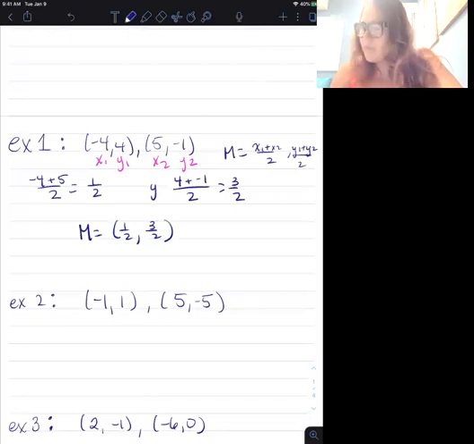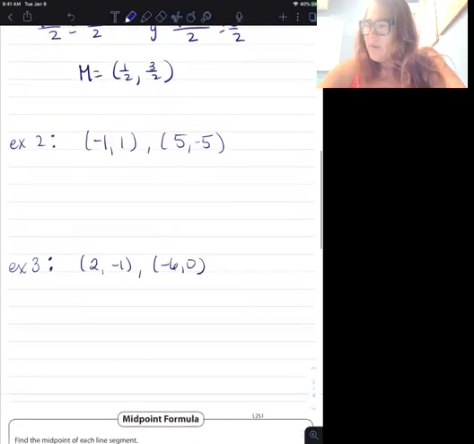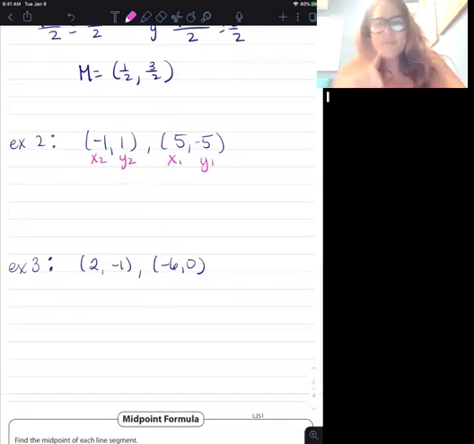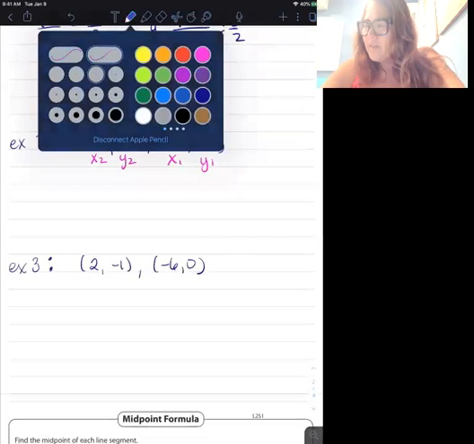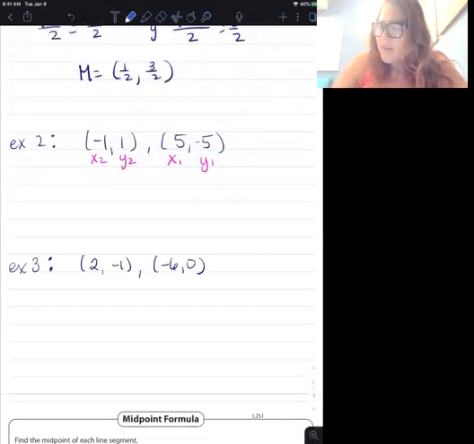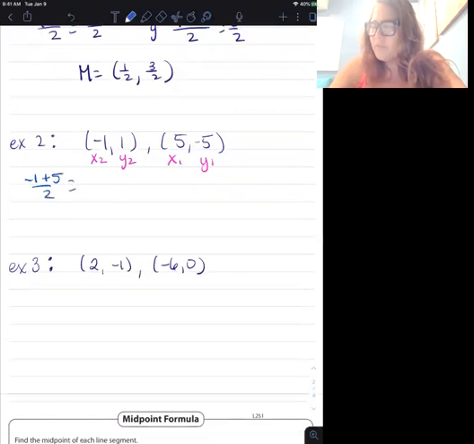Let's do another example. I'm gonna go ahead and relabel these. It doesn't matter, again, which way you label them. I can name this one x2, y2, x1, y1. It doesn't matter, we're adding. So let's go ahead and plug that into the formula. I am gonna take my 2 x's. For my 2 x's, I've got -1 plus 5 divided by 2, which is going to give me 4 divided by 2, which equals 2.